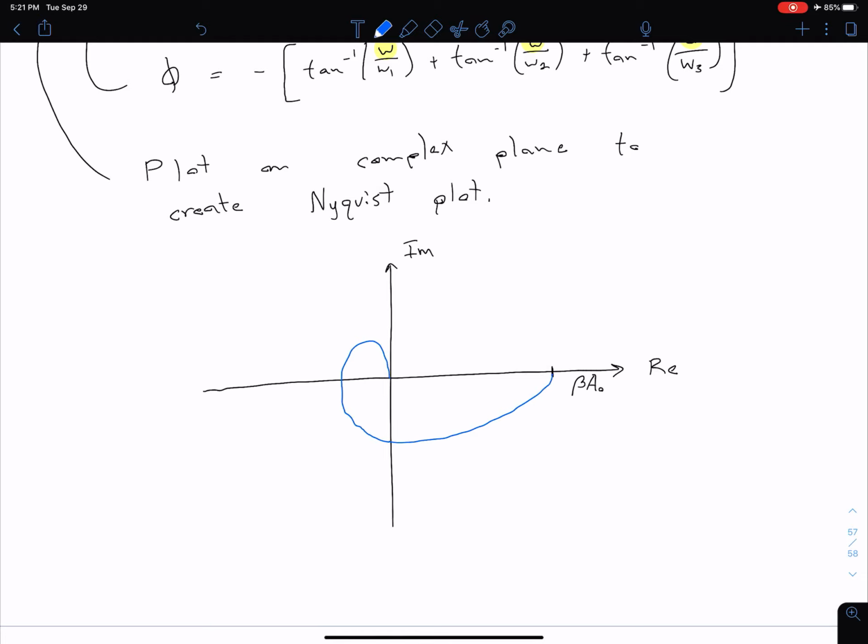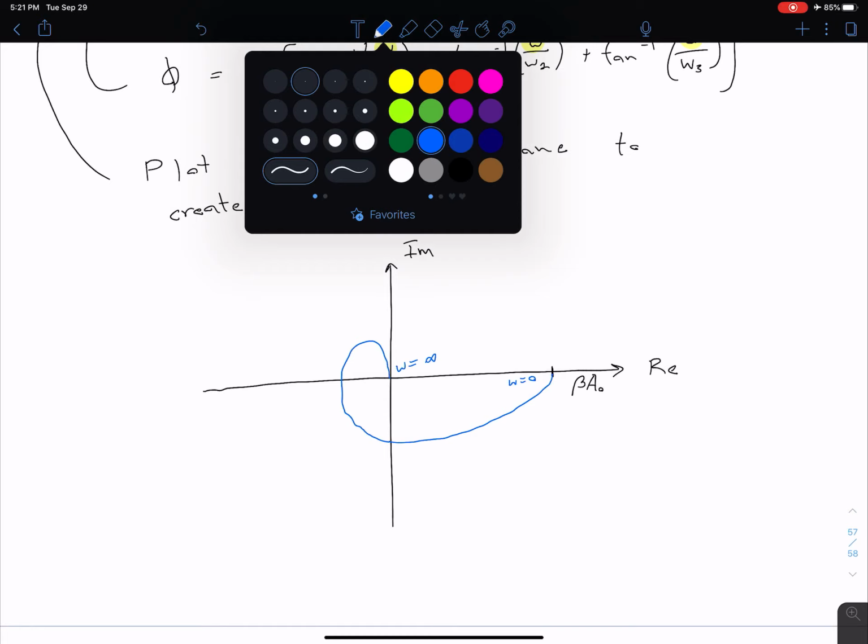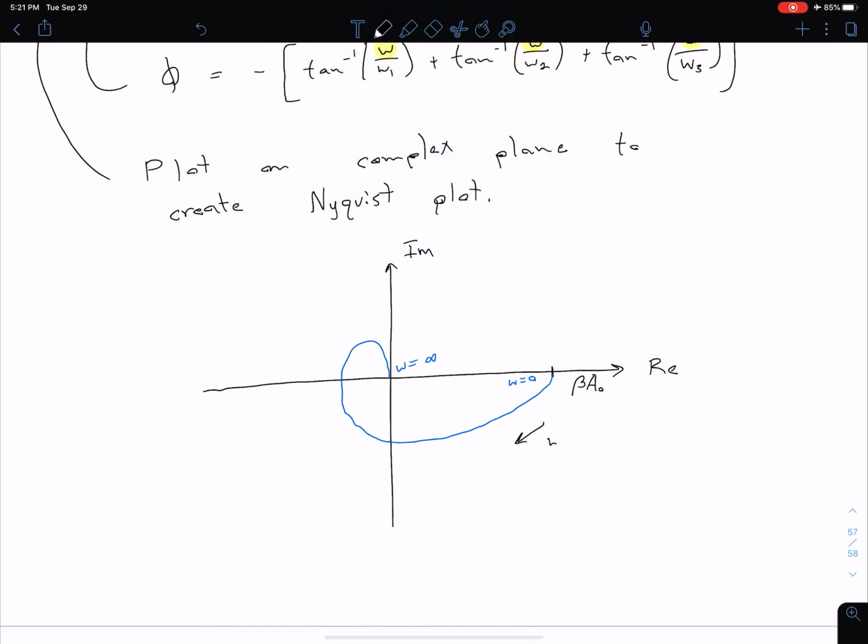So here would be where we start with our omega equals 0. And over here, we would have our omega equals positive infinity. So at infinity, we see our magnitude has gotten really, really small, infinitesimally small, all the way to 0. And our phase angle is negative 270 degrees. So along this path, we have our omega going to infinity.